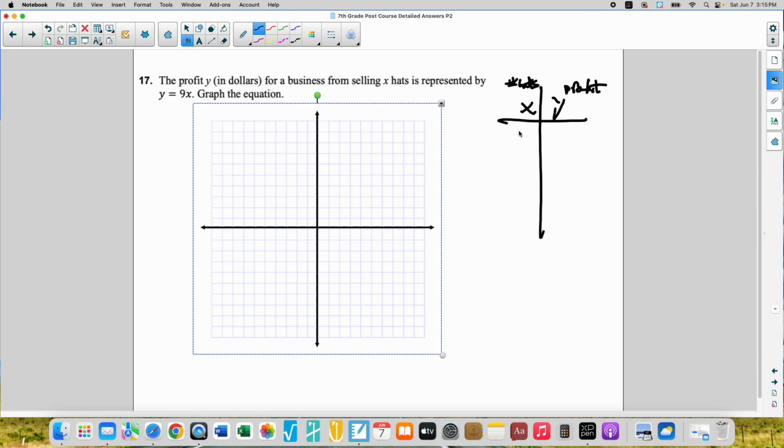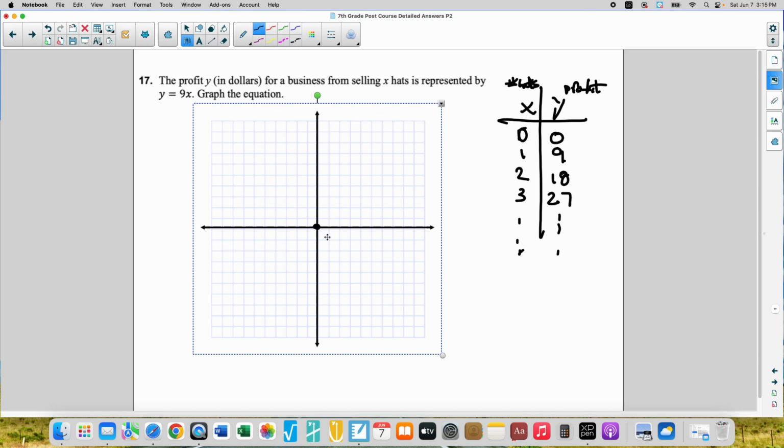Into this equation, if we sell 0 hats, we get 0 profit. 0 times 9 is 0. If we sell 1 hat, we make $9. 2 hats, 18. 3 hats, going to be 27, etc. So we can make a dot. It's going to be 1, 9.